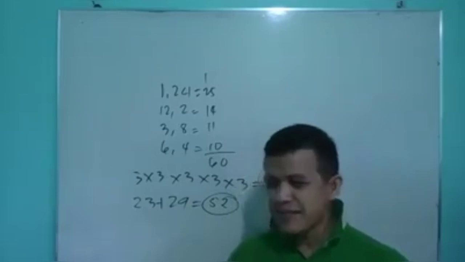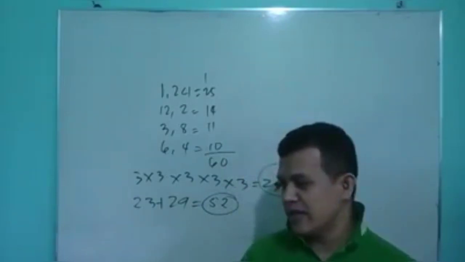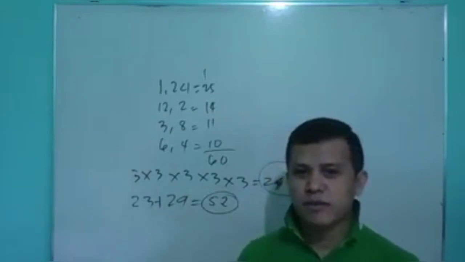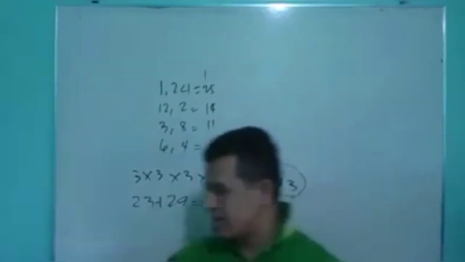Okay? So the answer there is letter C. As I told you, it is a factor of 156 because 156 divided by 52 is equal to 3. So the answer there is letter C.